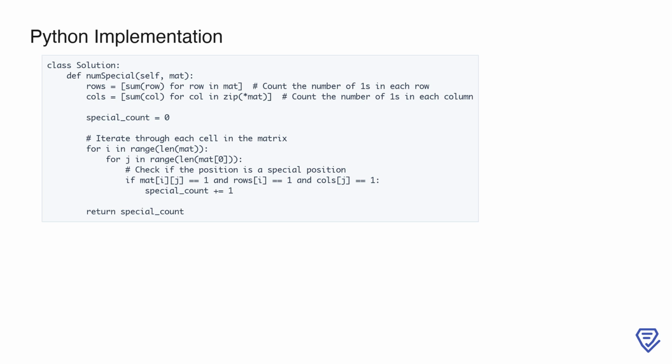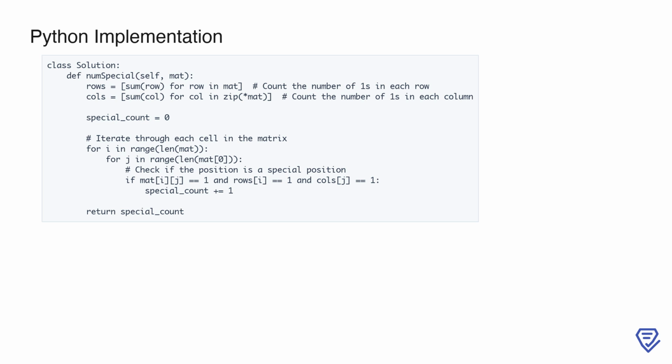The given solution calculates the number of special positions in a binary matrix. Let's break it down step by step. 1. Counting rows and columns. The rows list stores the sum of each row in the matrix. For example, if mat[i][j] contains ones and zeros, rows[i] gives the total number of ones in row i. Similarly, the cols list is built using zip(*mat), which transposes the matrix. It stores the sum of each column, where cols[j] gives the total number of ones in column j.